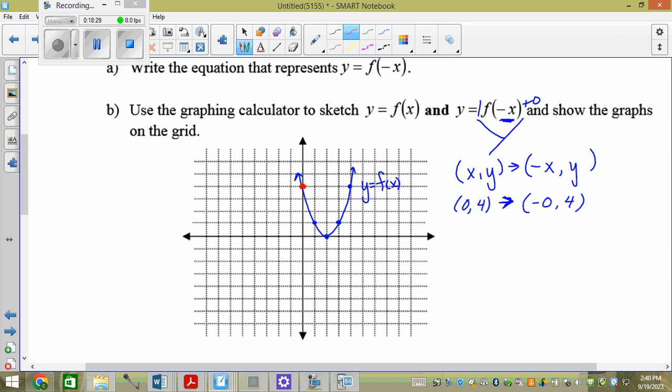The next one is (1, 1). It's going to become (negative 1, 1). So it's going to be here.